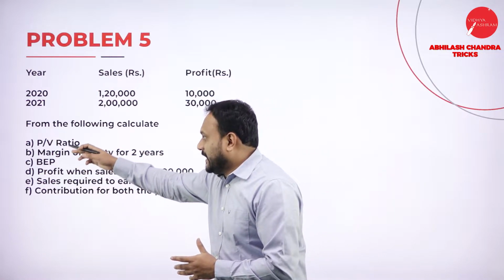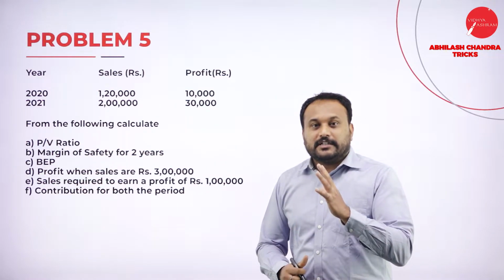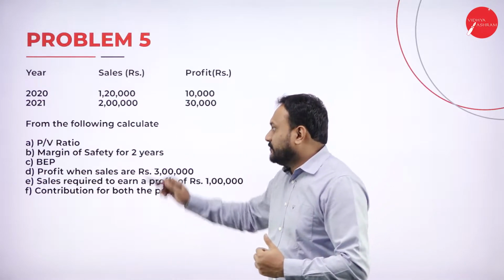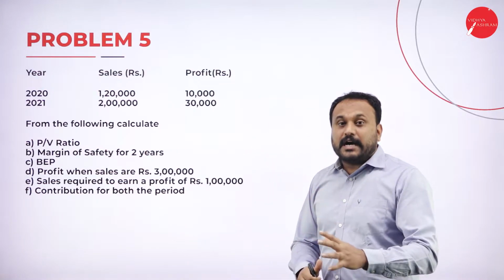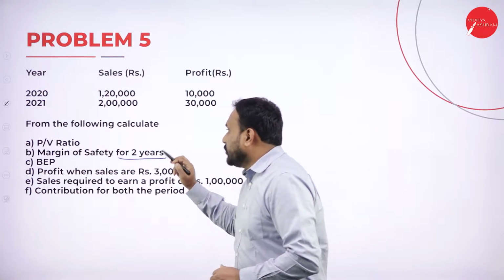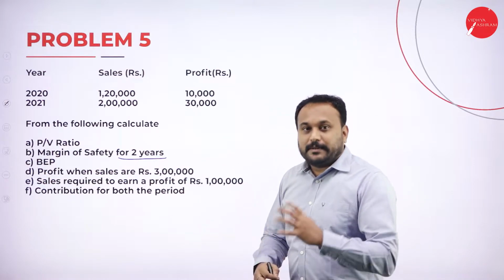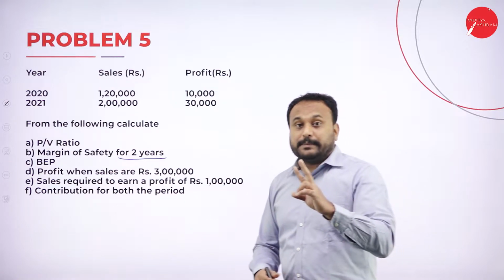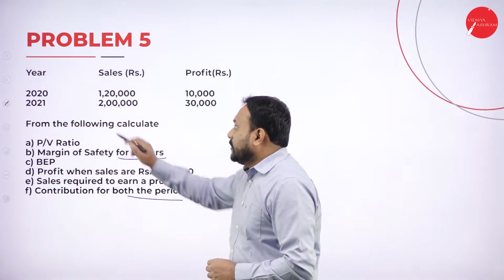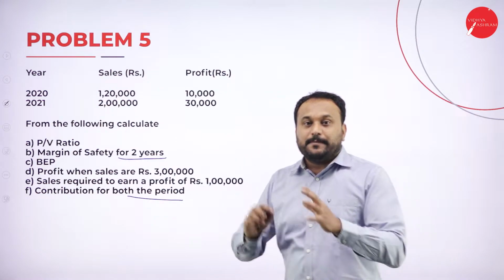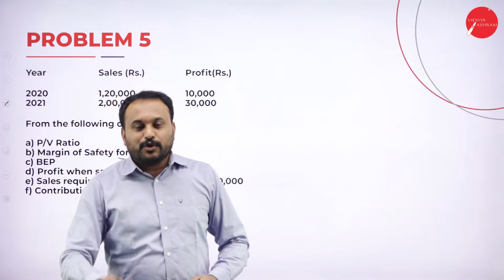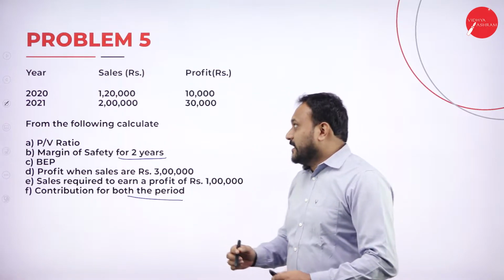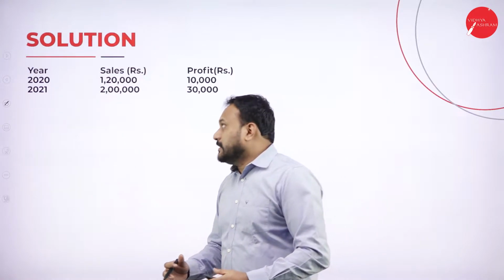Now we are supposed to find A, B, C, D, E, F. Now here there are totally 6 sub-questions which we are supposed to compute. The first one is PV ratio. Second is margin of safety for how many years? For 2 years. Next is BEP, then profit when sales are, sales required, and the last one is contribution for both the period. When I say both the period here, what is it? 2020 and 2021. Let's solve the problem. What is it that you should have? You should have your calculator and the notebook and the pen which can write. So let's solve the problem.